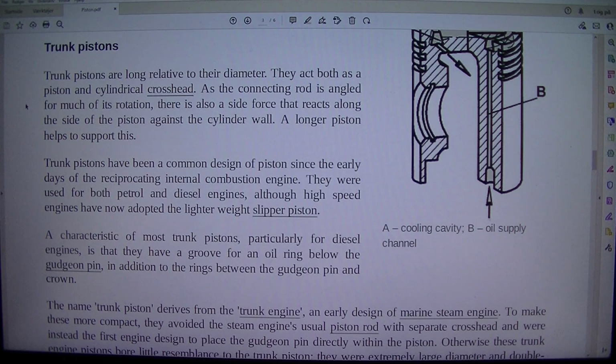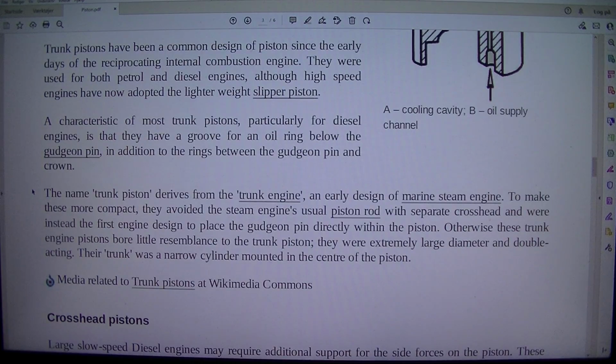As the connecting rod is angled for much of its rotation, there is also a side force that reacts alongside the piston against the cylinder wall. A longer piston helps to support this. Trunk pistons have been a common design of pistons since the early days of the reciprocating internal combustion engine. They were used for both petrol and diesel engines, although high-speed engines have now adopted the lighter-weight slipper piston.